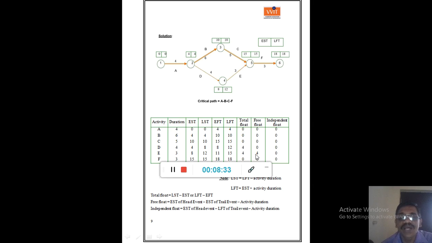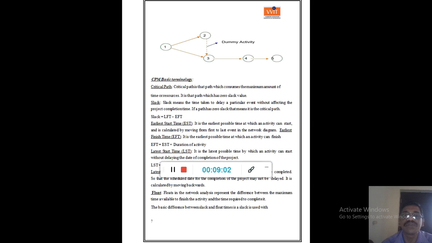is 0, and here if you take 15 minus 11, LFT minus EFT minus 3. So 15 minus 4 minus 3, 1 should be, but you are getting 4. Why you are getting 4? Actually the reason is because free float is calculated by a formula. This is the formula for free float.